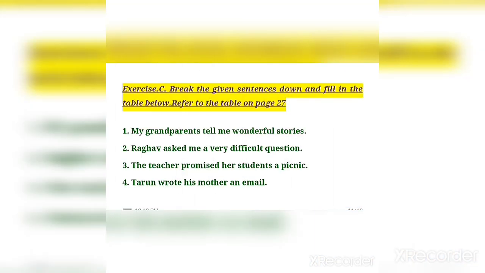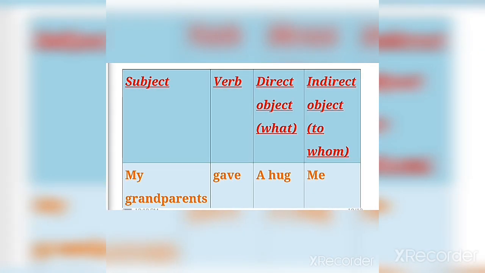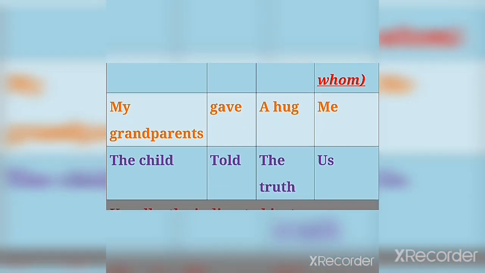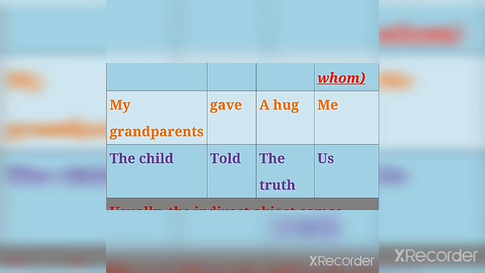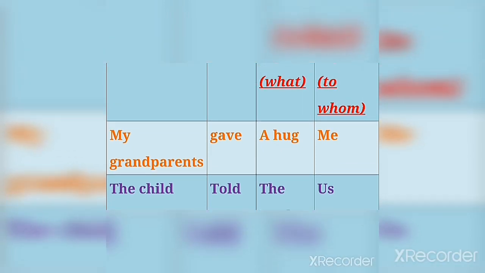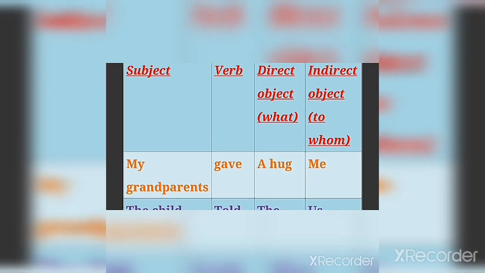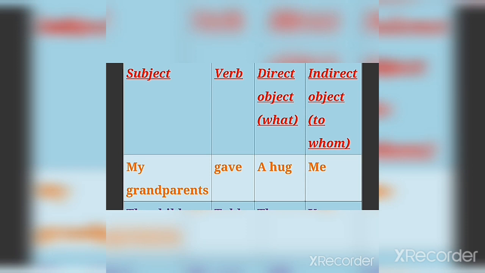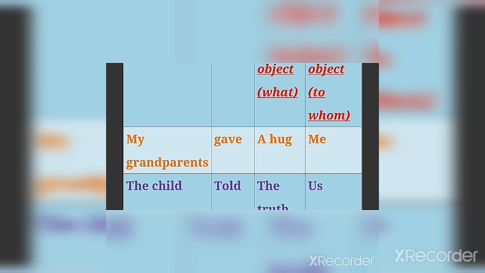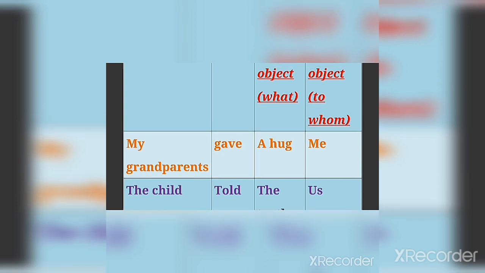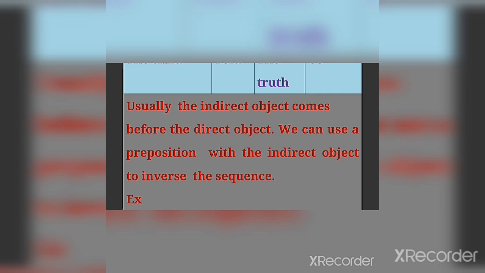Let us see one more example as it is given here. The child told us the truth. Okay, it is given here also. Let us see. So the child will be the subject, then after, told is the verb, direct object the truth, and then indirect object will be us. Clear?